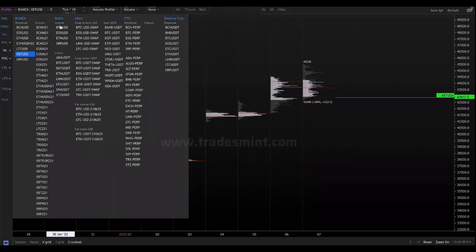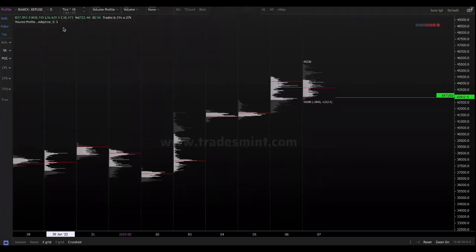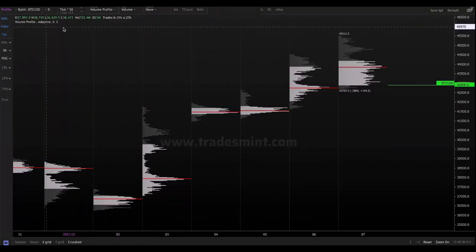So what I like to do is go to Bybit and Bitcoin USD inverse perpetual, and now we are looking at the same chart, the daily volume profile chart for Bitcoin USD.